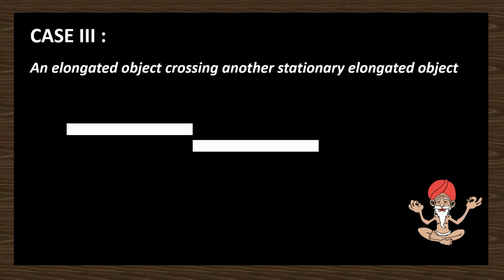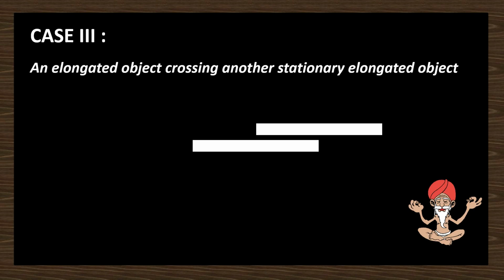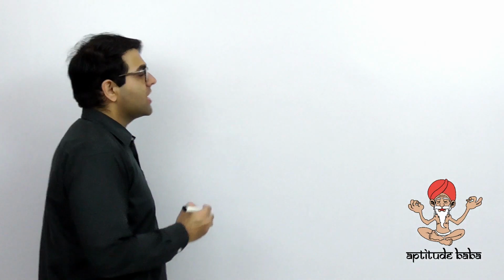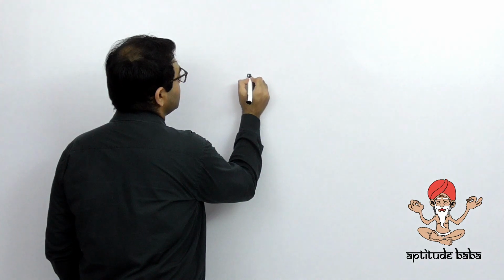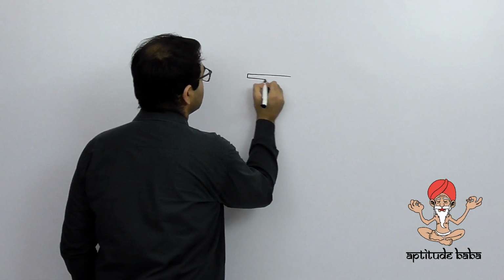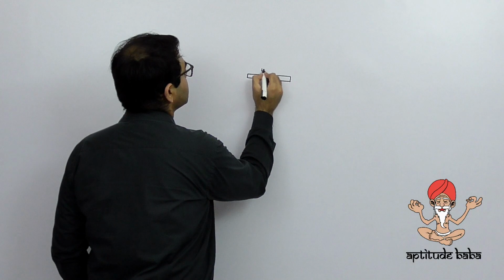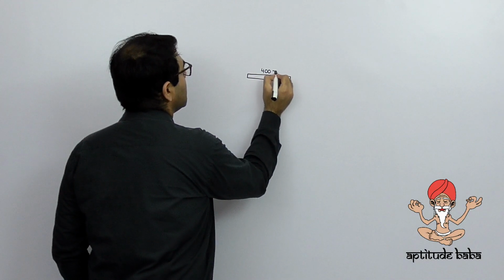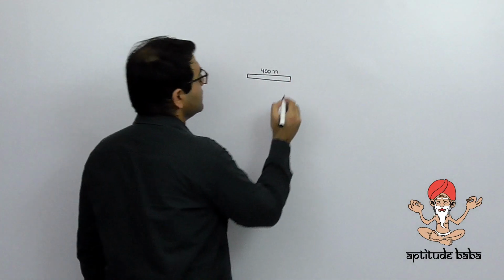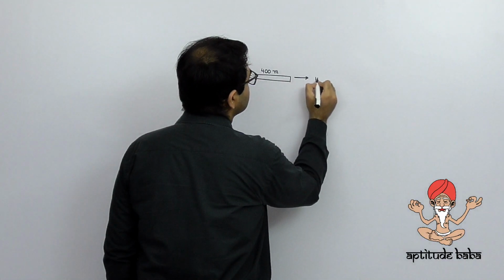The third case that we have here is that of an elongated object crossing another stationary elongated object. Let us say that we have got a train and this train is crossing a platform. So the train is the moving elongated object and the platform is the stationary elongated object. Let me represent that on the board using a diagram. Let us say I've got a train. The length of the train has been given to me as, let's say, 400 meters. तो मेरे पास एक 400 मीटर लंबा ट्रेन है. And this 400 meter long train is moving at a speed of 10 meters per second.